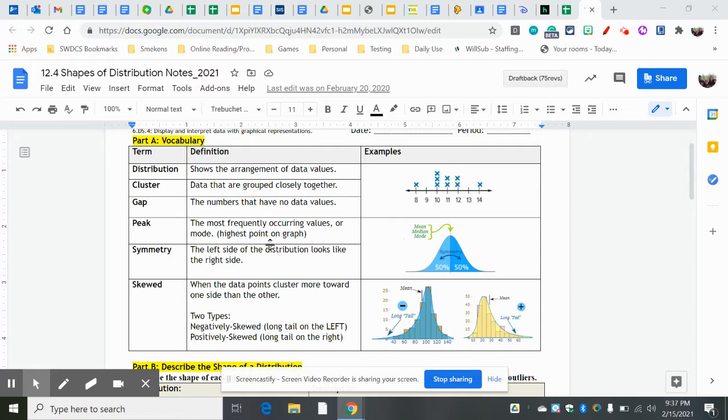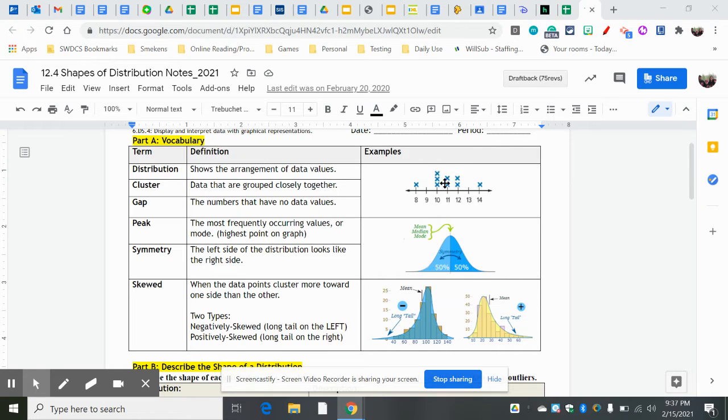so that's why they're gaps. Okay. You can also talk about peaks, which is the most frequently occurring values or the mode. So if I had kind of a wavelength here, it showed my peak, the top part is that peak or would show my mode, okay?